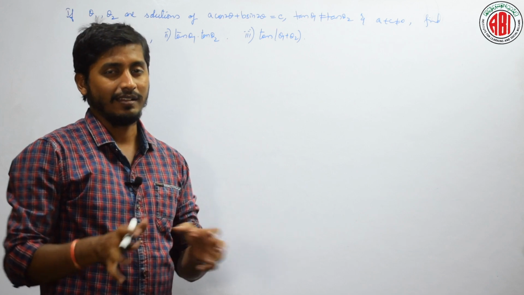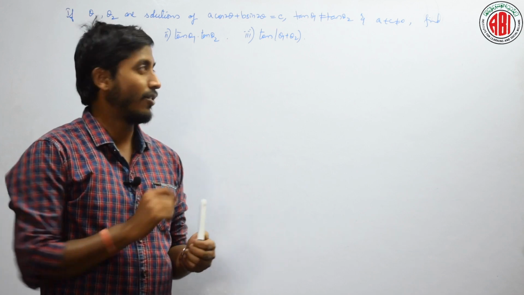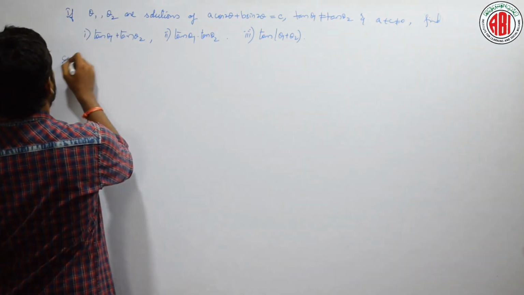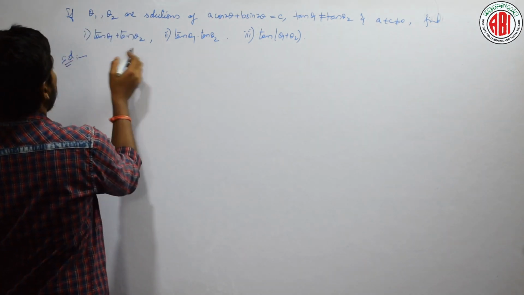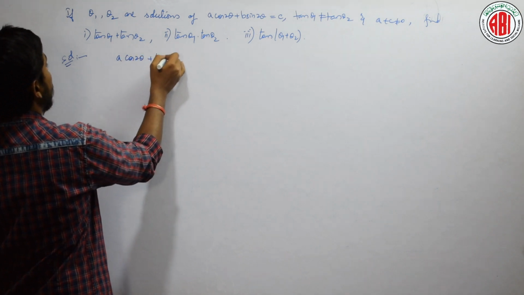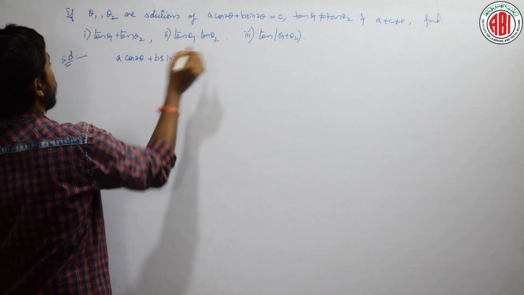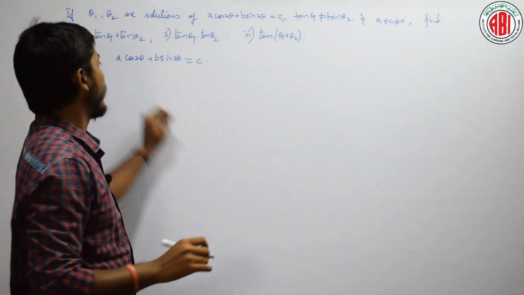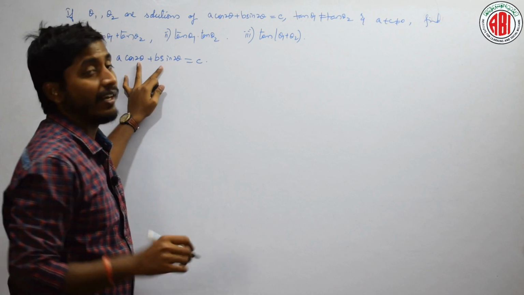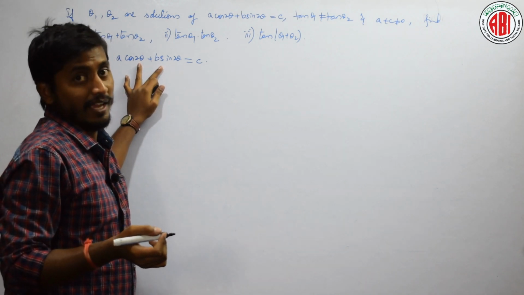In the last exercise we did one or two problems of this kind, right? Let us solve. What is the given equation? a cos 2 theta plus b sin 2 theta equal to c. Everything is in terms of tan. Do we have any formula of cos and sin in terms of tan? Yes, we have, right?